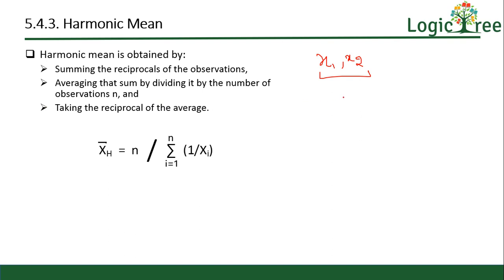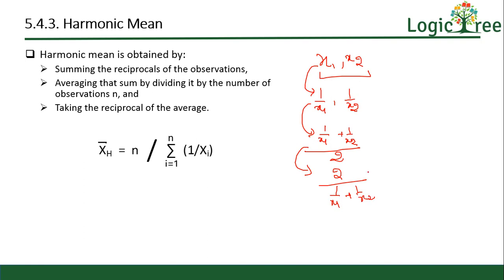So first I will take a reciprocal of these numbers. So it will become 1 by x1, 1 by x2. Next I will take the average of these two numbers, that is (1 upon x1 plus 1 upon x2) upon 2. Next step is I will reciprocate this, that will become 2 upon (1 upon x1 plus 1 upon x2). This is simply the harmonic mean. So this is the way you find the harmonic mean.